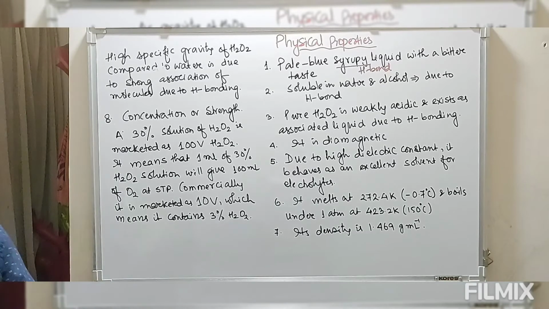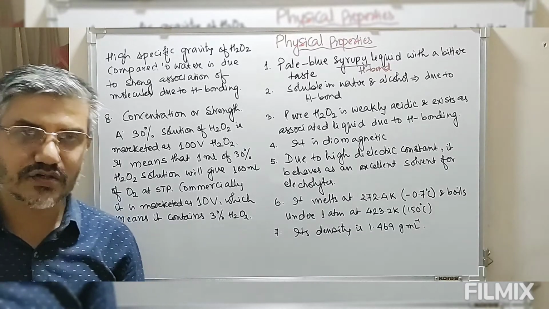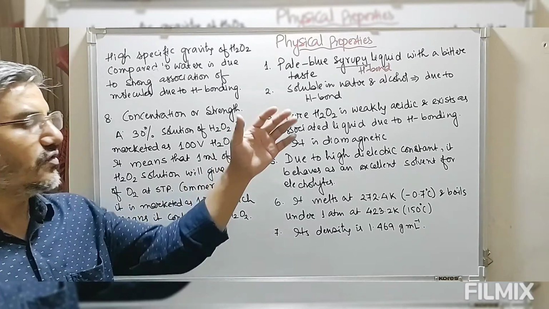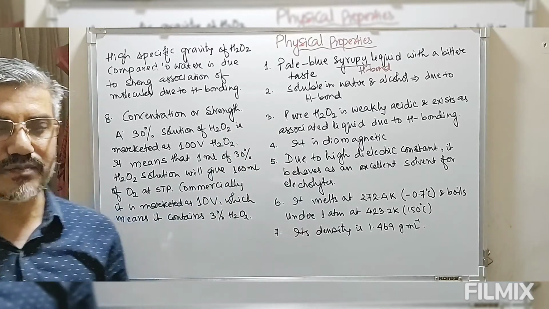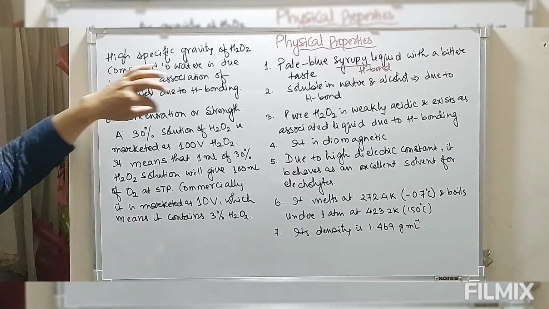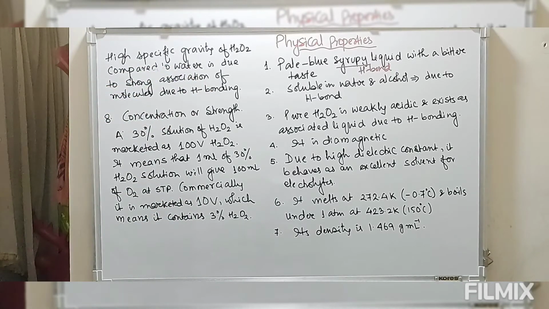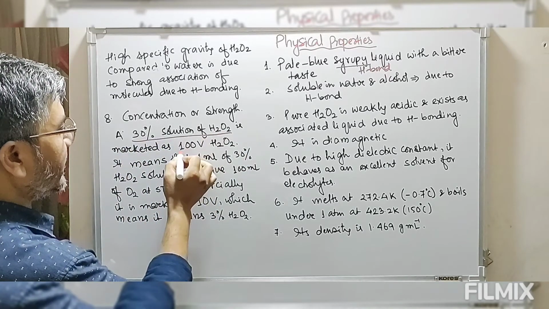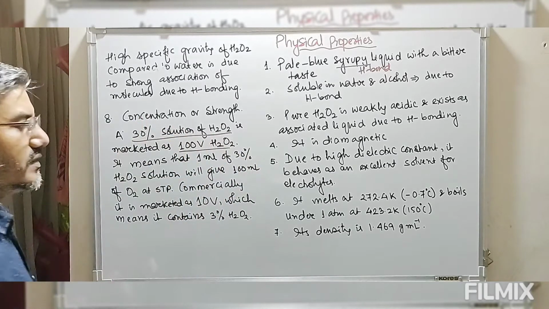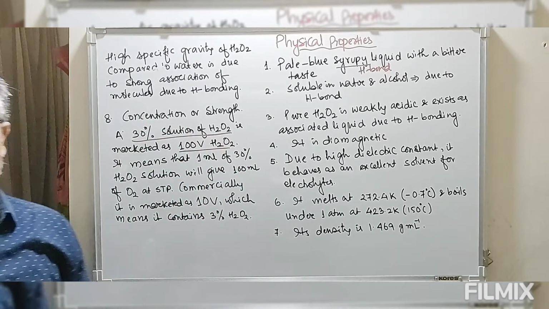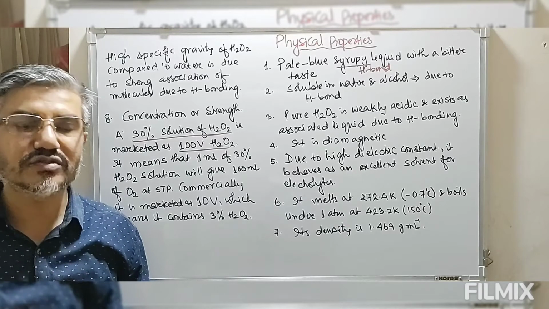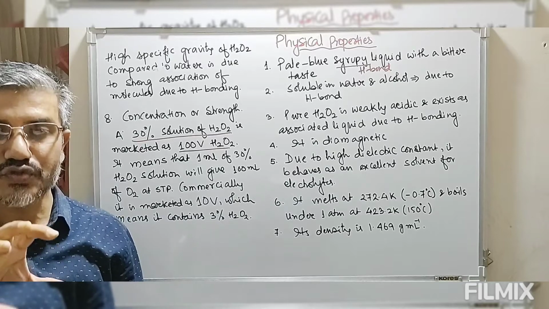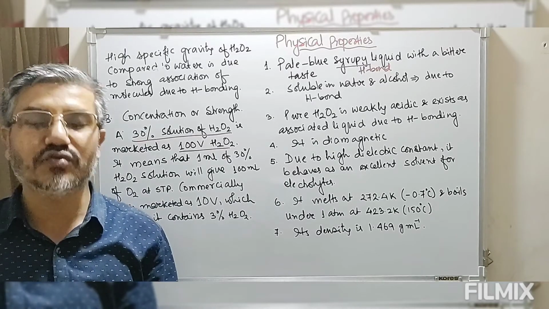That means the concentration of hydrogen peroxide is expressed in terms of a term known as volume strength, which I am going to define later on. So, a 30% solution of hydrogen peroxide is marketed as 100 volume hydrogen peroxide. That means if I take 1 ml of this hydrogen peroxide at room temperature or at STP, it will produce 100 ml of molecular oxygen.